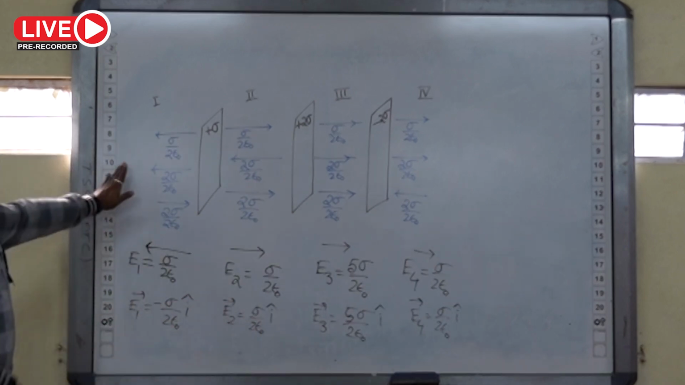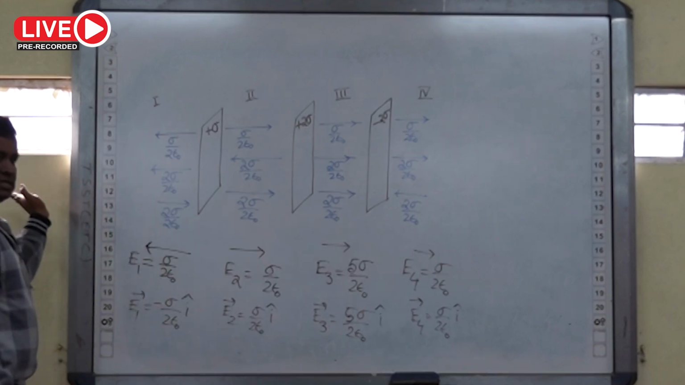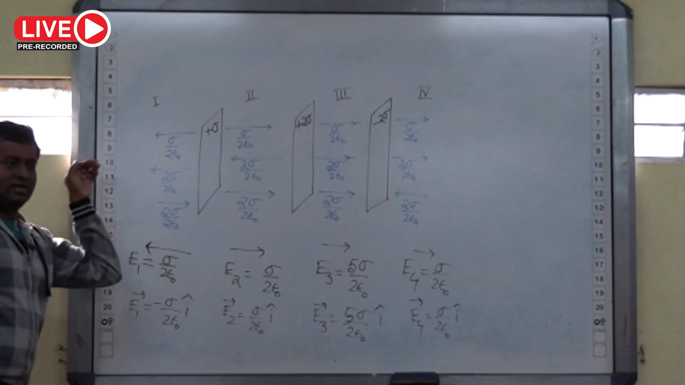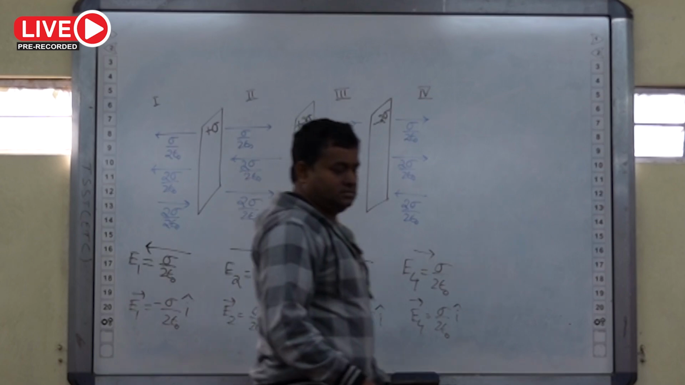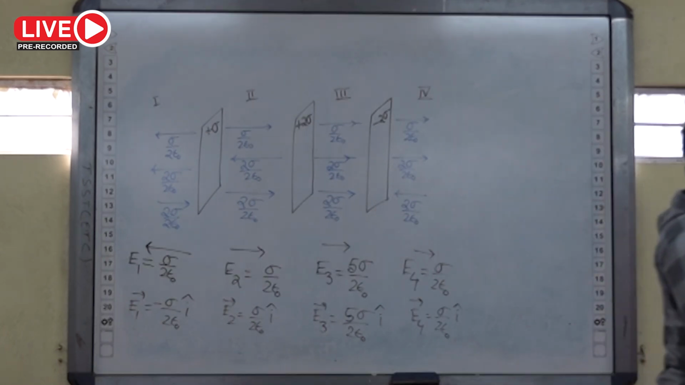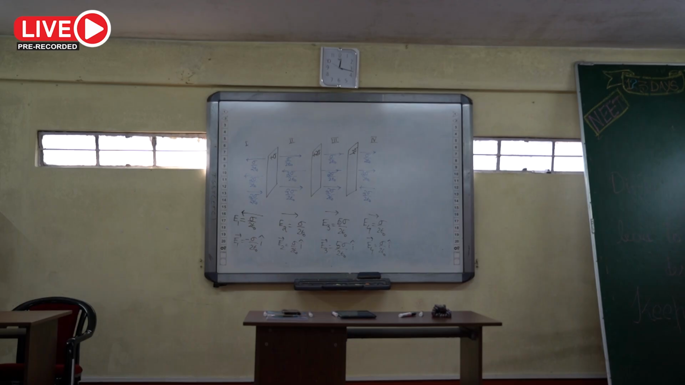So only in this region the field is towards left, and in all other regions the field is towards right. Okay. So the magnitude of the field in 1, 2 and 4 are equal, that is equal to sigma by 2 epsilon naught, and in region 3 it is 5 sigma by 2 epsilon naught.